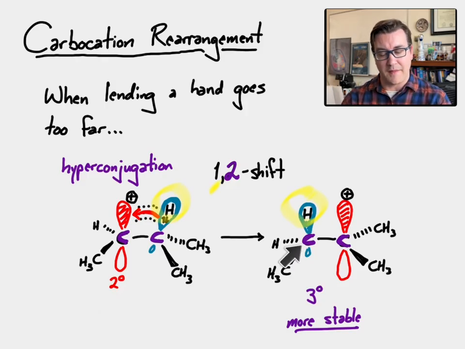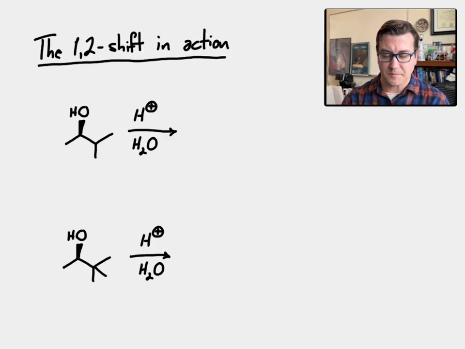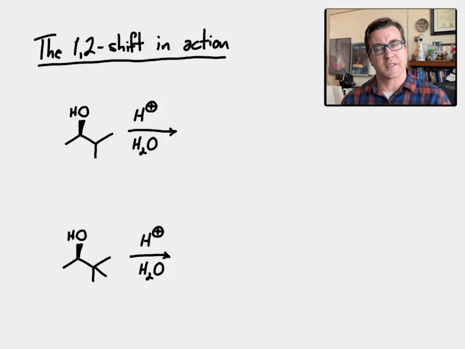I'll point out that this CH bond is still helping the stability of this carbocation. It is still donating electron density into the carbocation, but now it's just doing it from a different atom's perspective. So let's look at some mechanisms associated with this and see some examples of when this can occur.